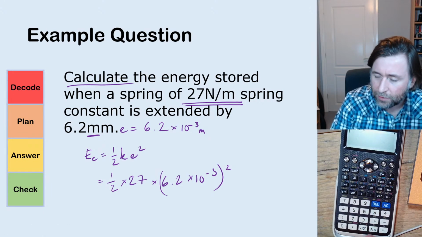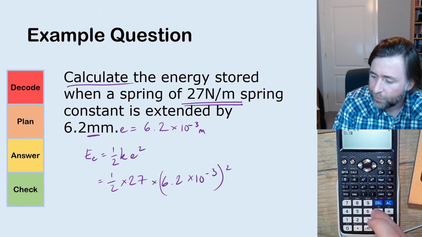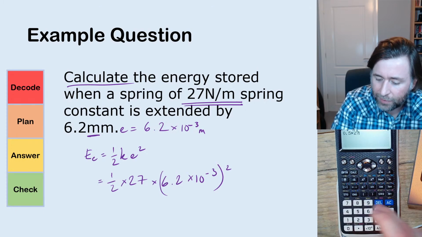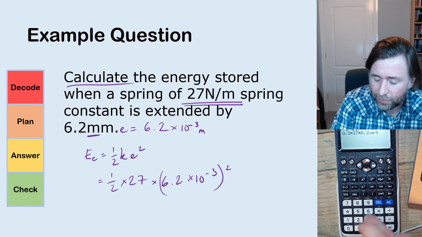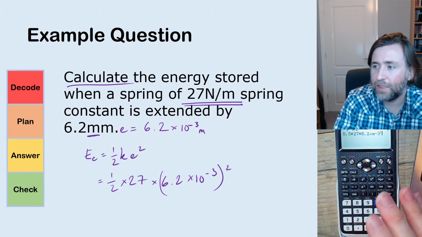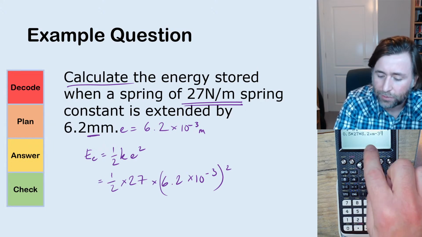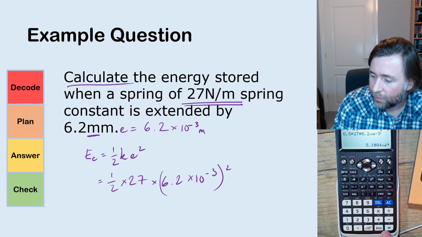Get used to using this times 10 to the button, I strongly recommend. So it goes in as 0.5, which is the half, times 27 times 6.2 times 10 to the minus 3. So you just use that times 10 button. And now you can just press squared without even doing the brackets, because the calculator recognizes 6.2 times 10 to the minus 3 is just a number. And there we go. That's our amount of energy.